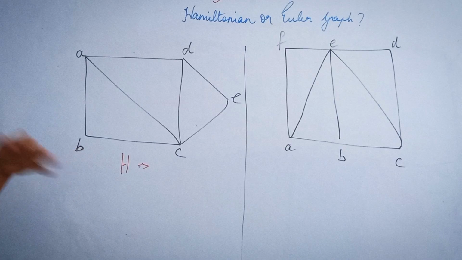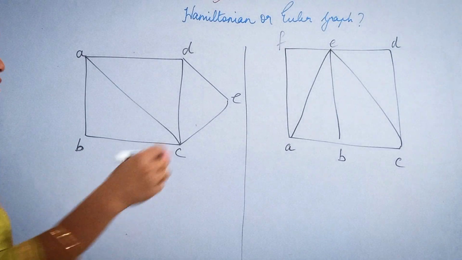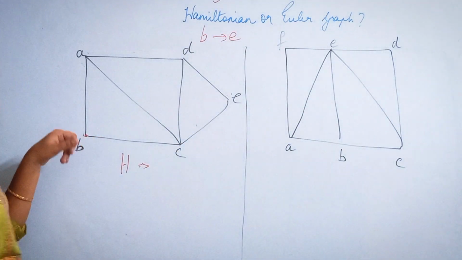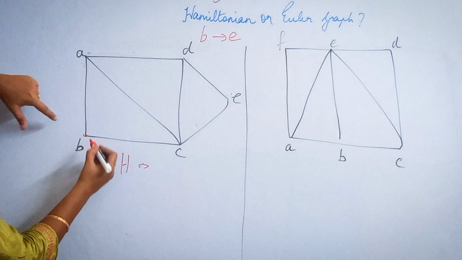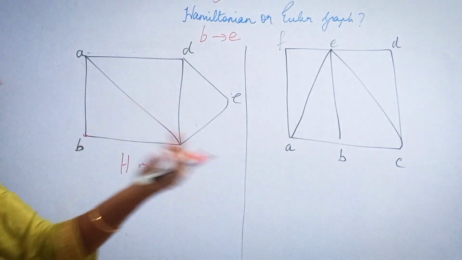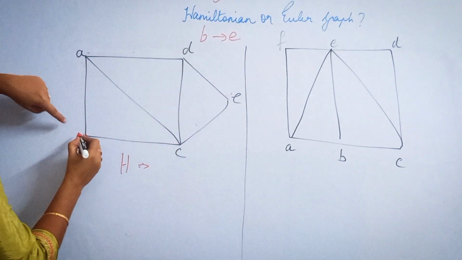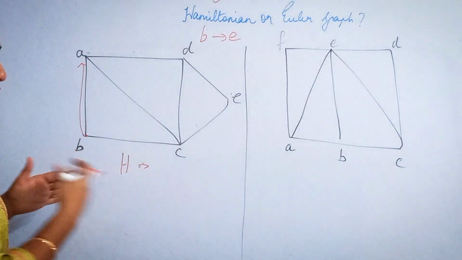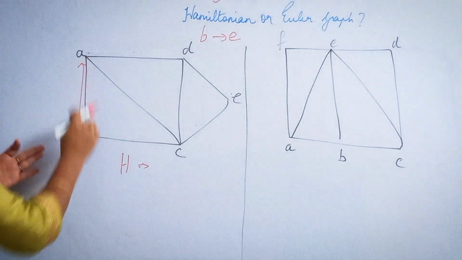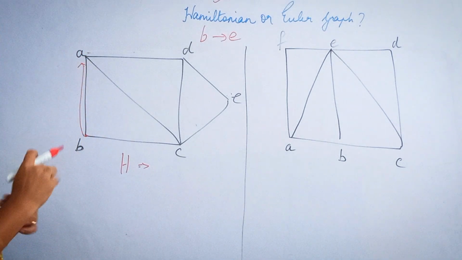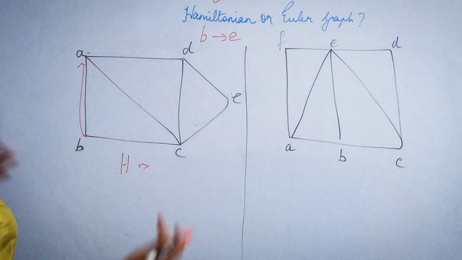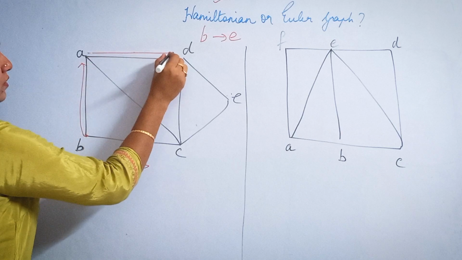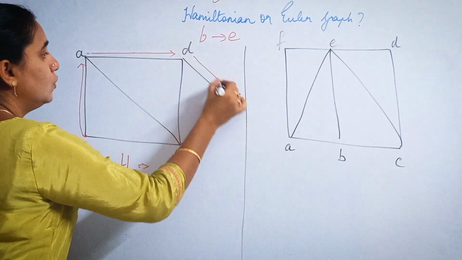Let me take the same vertices which I took in the last problem, which is B to E. Let me start from B, and I must visit all the vertices before reaching E. So I can go B to A, or I could also start from B to C. Since I have this convenience, I am starting from B to A. You can start in any manner, friends. So now B to A, then from A to D, then from D to E.